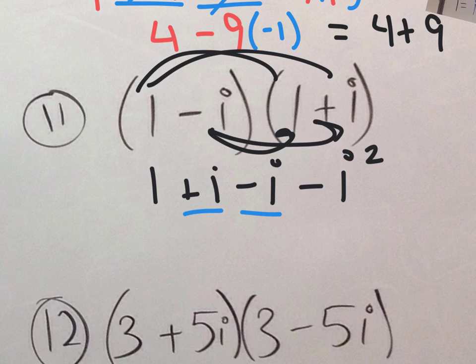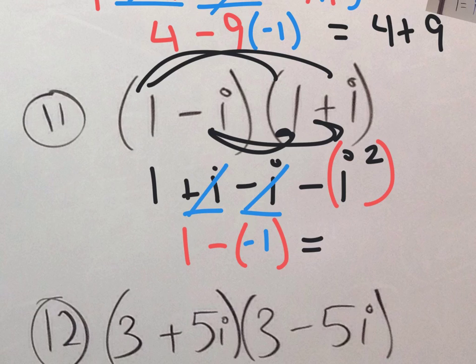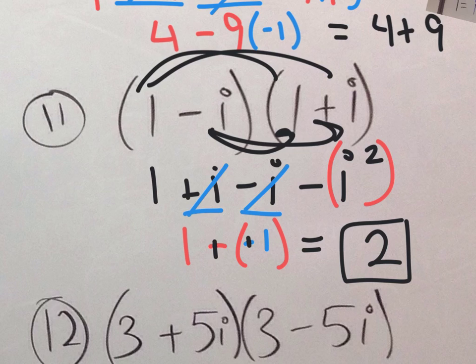Again, the middle values cancel out. What do I have left? Well, I have this 1 out here in the front. I have minus, and instead of i squared, what am I going to write? Negative 1. So what's my final answer going to be? 2. Because 1 plus 1 is 2. Again, the i's canceled out.